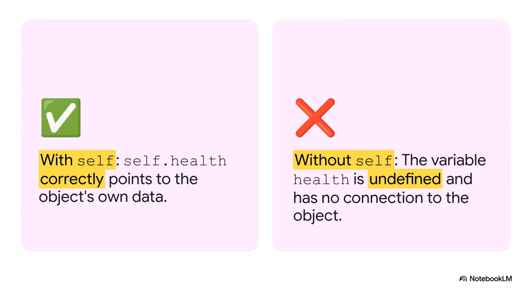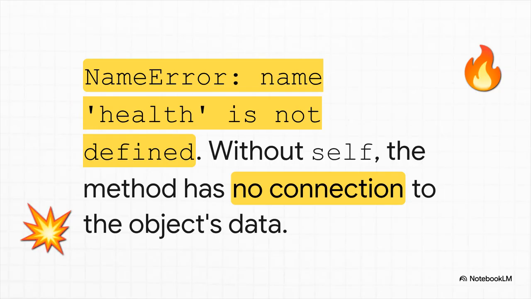It's completely lost. And if you try to run that broken code, Python will immediately throw its hands up and give you this error, a NameError. It's basically screaming at you, you told me to find something called health, but I have no idea what that is or where to find it. Without self, the function is just floating in space, totally disconnected from the object's data. Self is the compass that always points a method back to its own home.